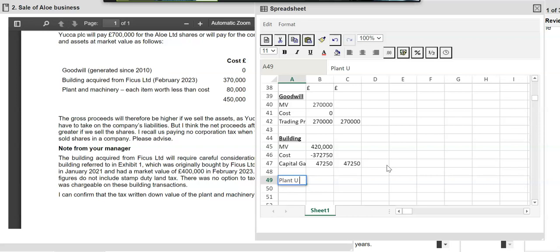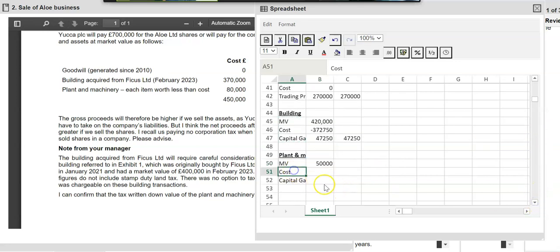Then plant and machinery. The market value was 50,000. No, we are not supposed to write the cost. We will write the TWDV, the tax written down value. That's 0. So this is a profit, and this profit will be having a balancing charge. 50,000, but it will be added here.